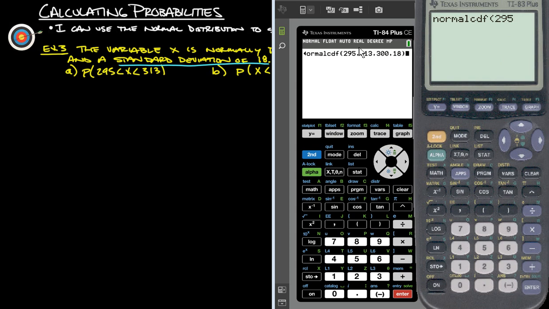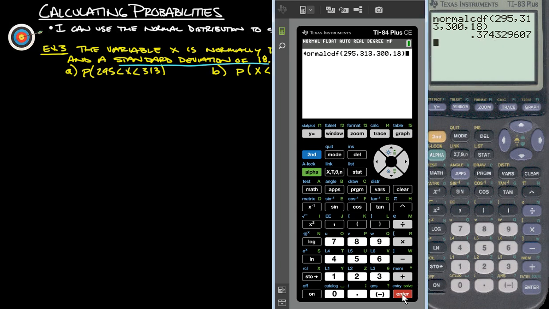295 and then separate all your 4 values with a comma. So 295 comma, and then the upper value is 313 comma, and then the mean was 300, and then another comma, and then our standard deviation was and is 18. Okay, so we push enter there and we get 0.374. We push enter here and we should also get 0.374. We get the exact same thing. Okay, so this here, it just goes through and it actually calculates what percentage.